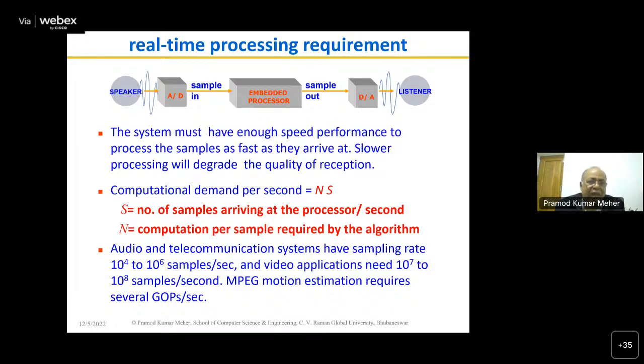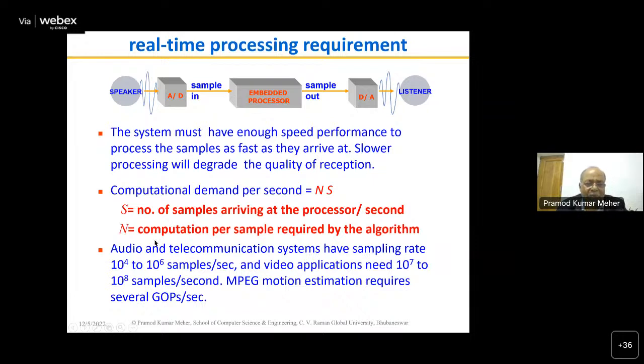I think we can skip this one, and this is for real-time processing. Somebody is speaking here, the audio signal is converted to digital form, suppose in a communication system, and it moves to several embedded processors. On the output side, when it goes to the listener, digital samples are converted to analog form again. Here, the number of samples that get into these processors must be equal, and all those samples will be processed in the same time. So if S samples arrive at the processor per second, and N computations are performed for every sample of the algorithm, then the computational demand per second is N times S, and that must be met for real-time processing. Otherwise, real-time signal processing cannot happen.